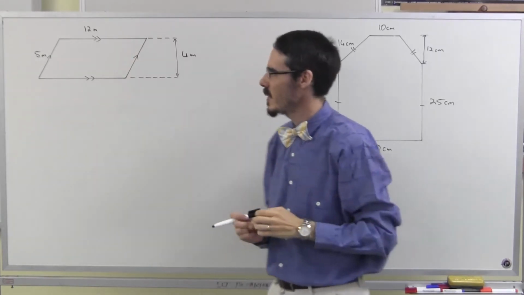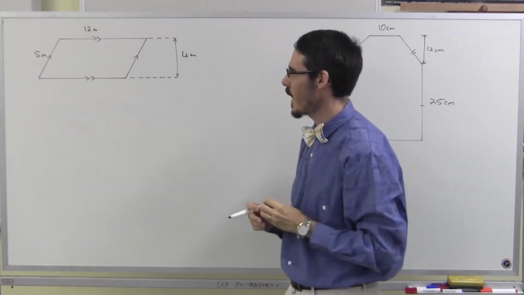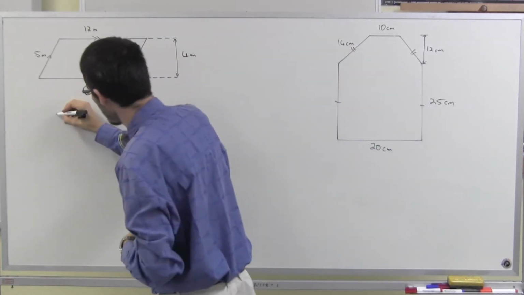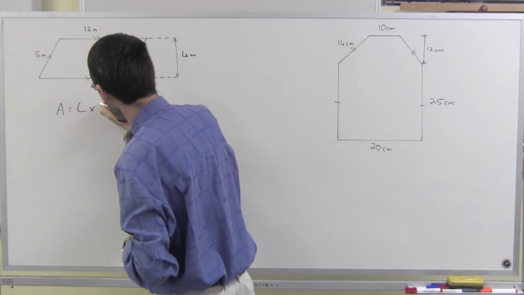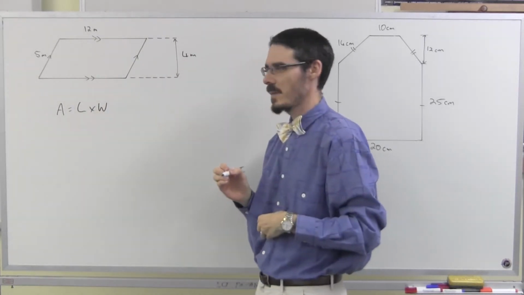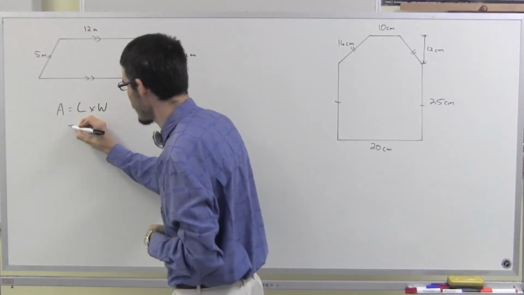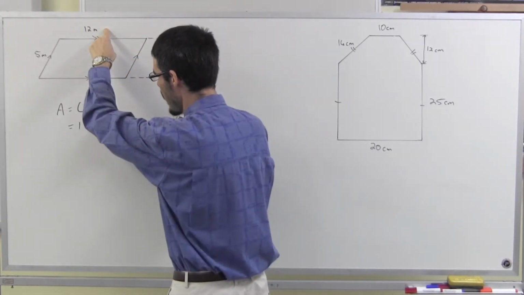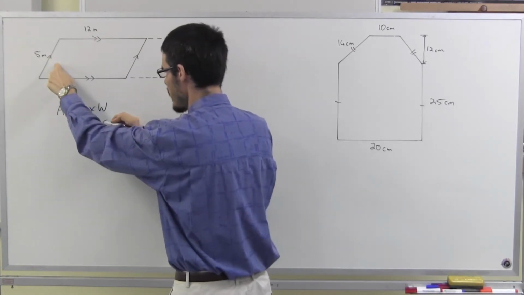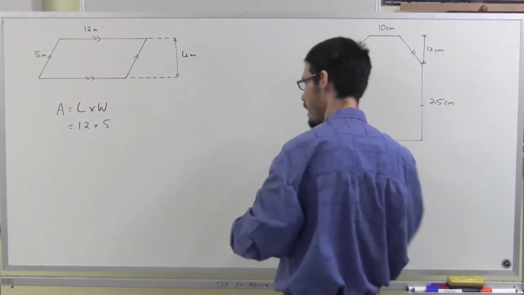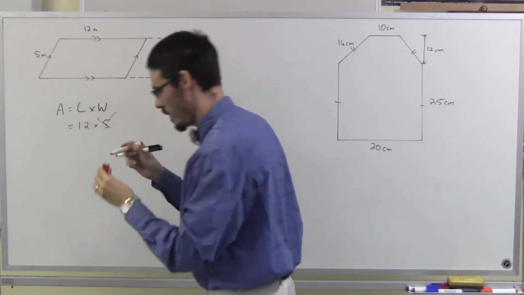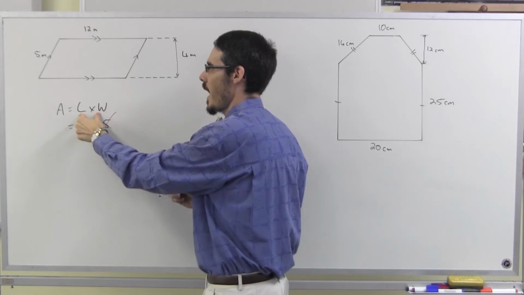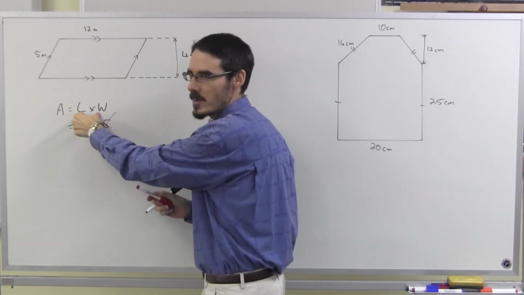Why? Do you remember the formula for the area of a parallelogram? Well, the area of a parallelogram is length times width. But if you're not sure what you're doing, you might be tempted to put the wrong numbers in. The length is definitely 12. The width is not 5.